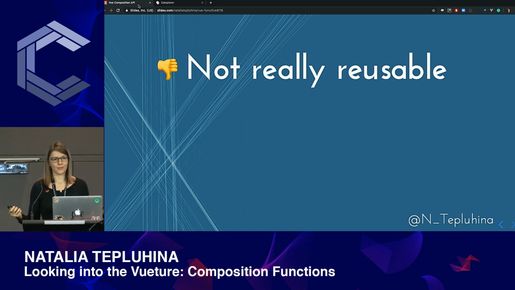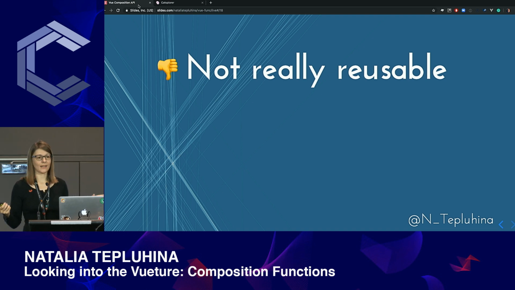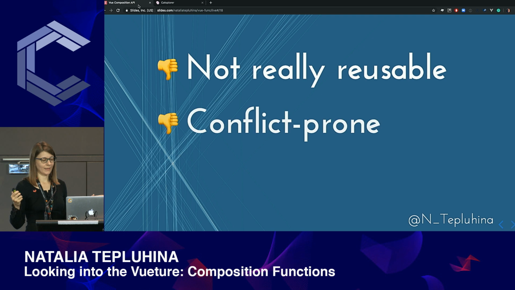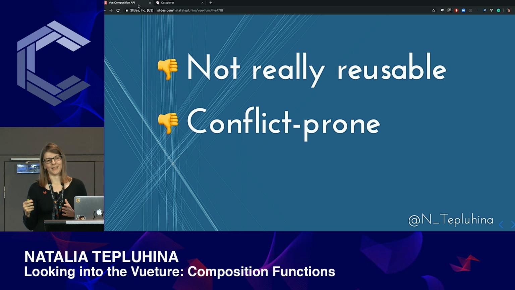So if I want to sort by another option, no way again. Mixins are not reusable. Second part is they're conflict prone. When you mix in the options from the mixin to the component, if you have a naming conflict, this option will be overwritten. And it's really unsafe to use them.